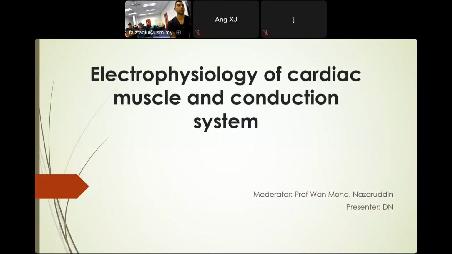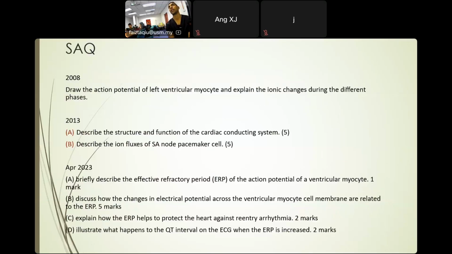Okay, so this is a very heavy topic, but I tried to make it as simple as possible. We'll go through some of the SAQs where this topic has come out before. If you go through the past year questions, this topic is actually more important in the SBAs, because they ask very intricate questions like the phases of the cardiac cycle and the action potential. For the SAQ, there was a curveball question in April 2023 where they asked about the effective refractory period out of the blue. So it's like if you know, you know.